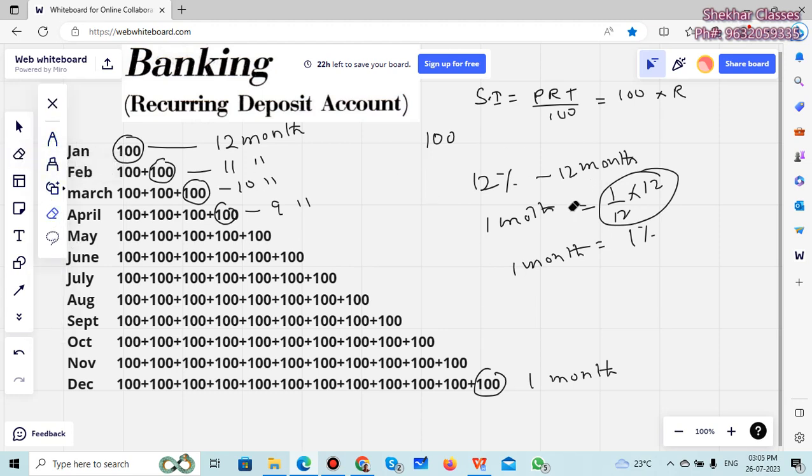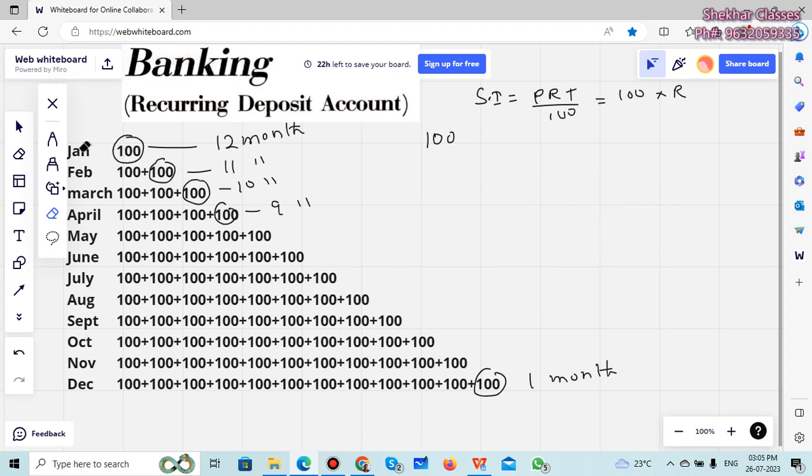So the same thing we will do. I will not write 1%. We will just write here that the rate of interest has to be R by 12. Okay. So R by 12. And time is how much? Remember, this is for 12 months. You will write it for 12 months. Is that okay? In this case, into 100. This is the first one.